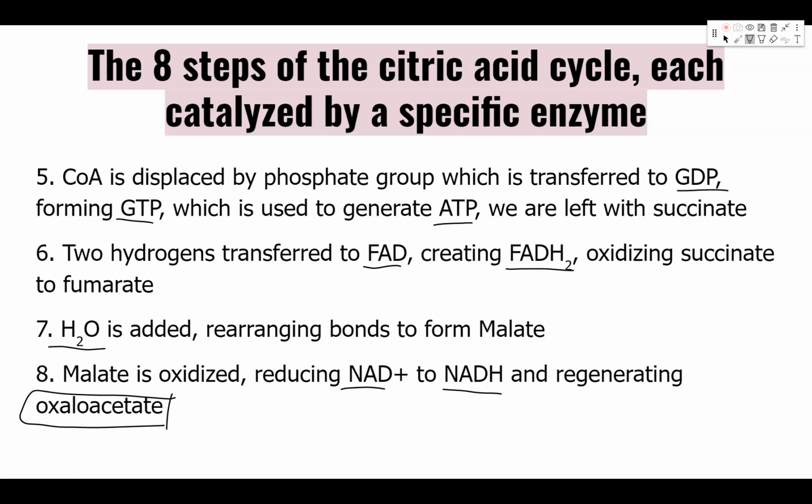We've seen oxaloacetate before because it was the thing that was fed into the cycle in the first place. That's why it is a cycle, because we add oxaloacetate in and we get oxaloacetate out. And it just keeps going. We're just going to use those carbons to carry out all of these steps in order to get our energy, our ATP, our FADH2, and our NADH.